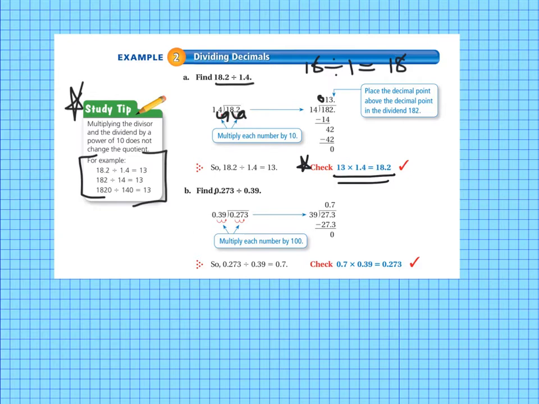Find 0.273 divided by 0.39. Here you should probably check by multiplying. So we're going to move our decimal point over 2 to the right and 2 to the right. So you end up with 27.3 divided by 39. And you go through your same steps of multiplication. You end up with 0.7 for your answer, and you check that with multiplication.